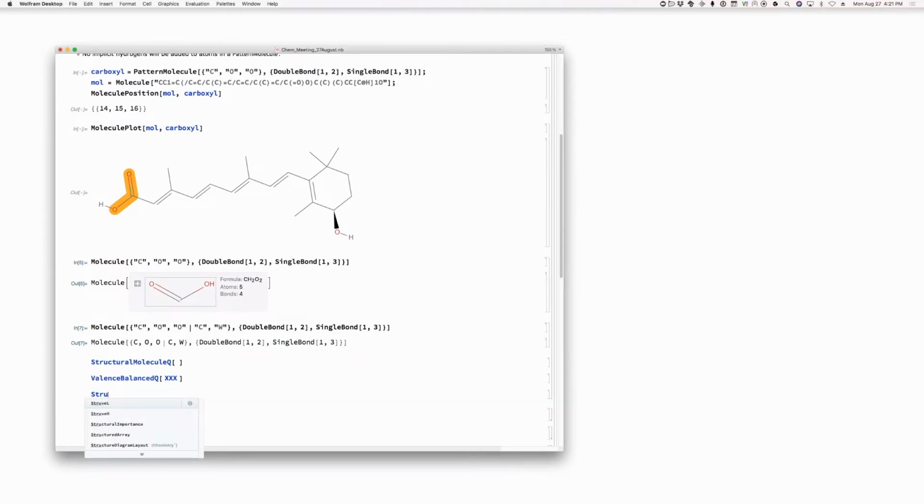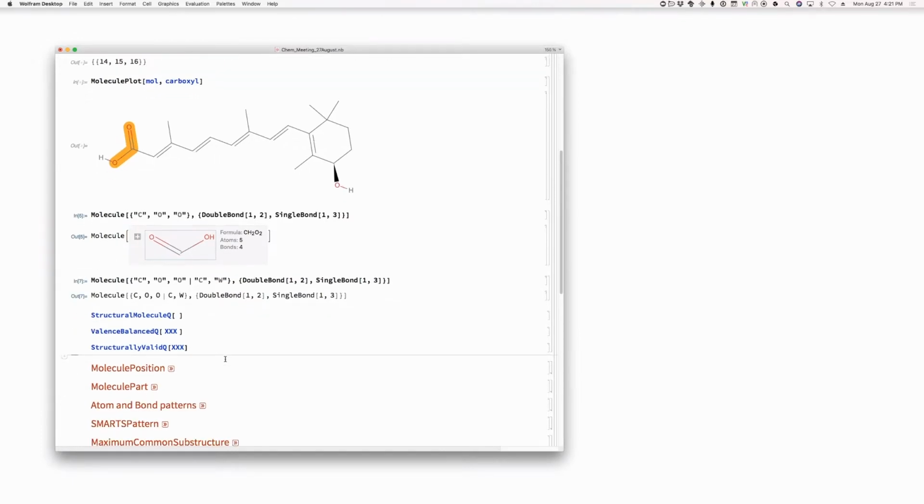I mean, we could say structurally valid Q, but that sounds wrong, and it's too general. It's not referring just to a molecule. All right, we're going to have to come back to this. I wish Michael would have had something useful to say about this, because I think there are other places in the system where we have similar kinds of things.